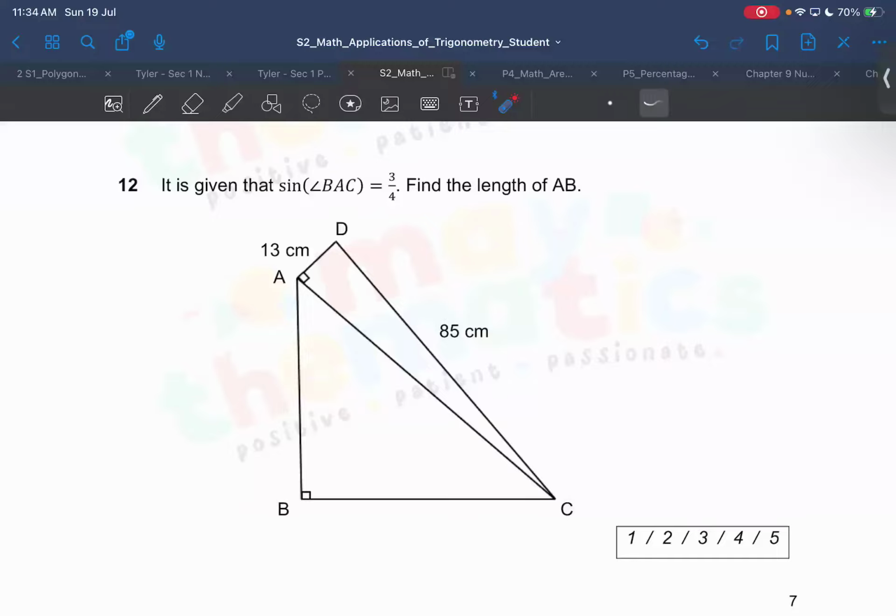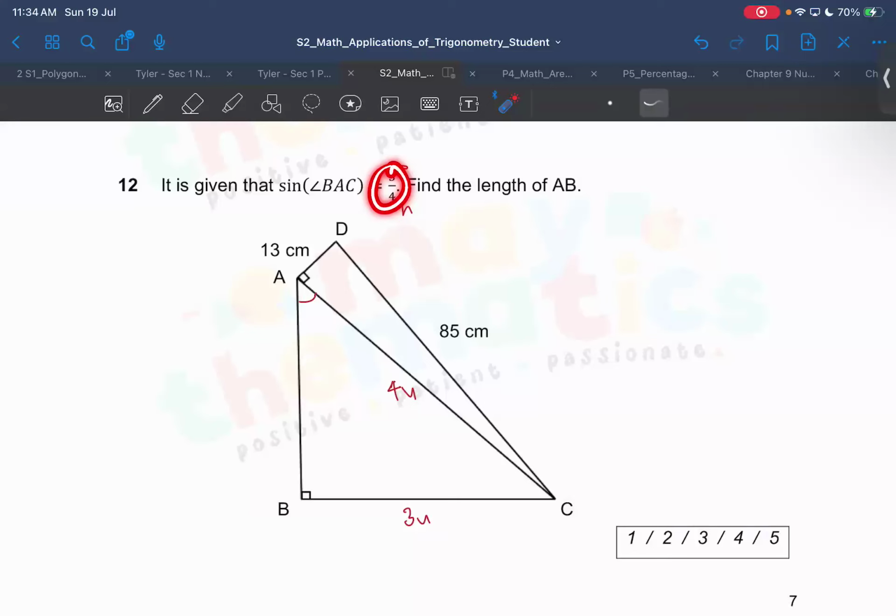So sine means what? O over H. Okay, then you can write the ratio. BAC. So it's this part. And that means over here is 3 units. And then H will be 4 units. Okay, take note. I want you to take note. This fraction here, right? If you all see this in the exam, please do not assume that this is the actual length. Okay, this one is the ratio.